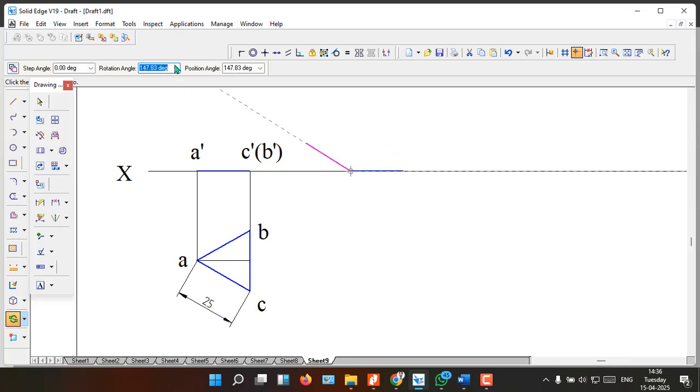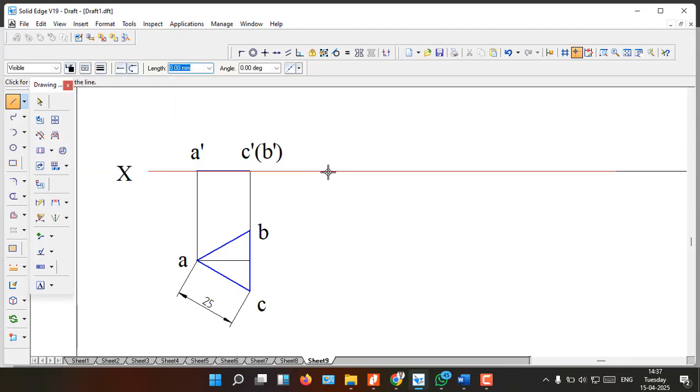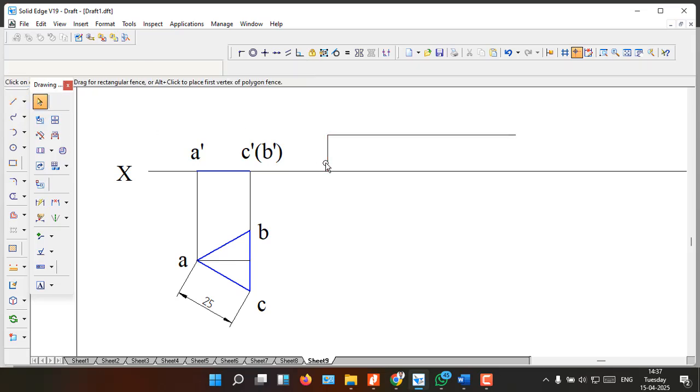But normally we get it in terms of an angle. Now how to do that? There is a simple way: first we mark the line with respect to the XY line at 15 millimeter above, that is 15 and 90, and just drop one line like this. Let's dimension that one because they have mentioned it in the problem.